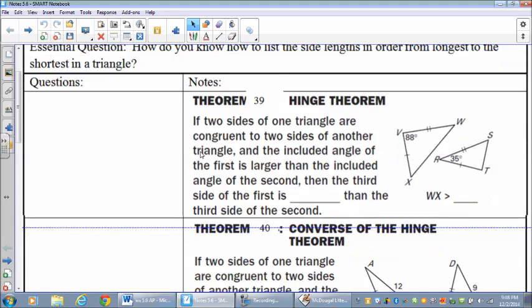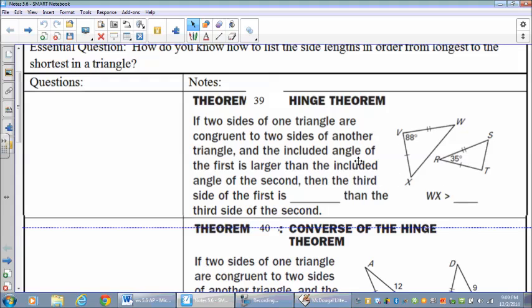All right, we have two theorems here. Theorem 39 is the hinge theorem. In this explanation, it says two sides of one triangle are congruent to two sides of another triangle. So it's almost a side-angle-side scenario, but not quite. You have VW congruent to RZ right here, and VX congruent to RT, as shown in the picture.